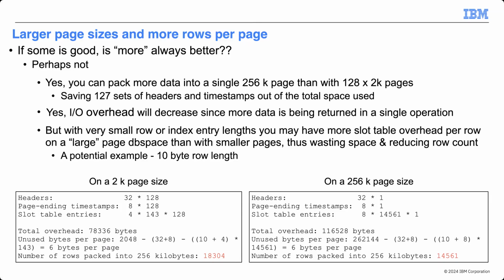You may decrease IO because you're getting more rows per page read. But if your row sizes are fairly small, then your slot table overhead now becomes more important. And you can see that taking on a 2K page size with a 10 byte row, we can fit approximately 18,000 rows on a 2K page size. But on a 256K page size, we can only fit 14,000 rows on the page.